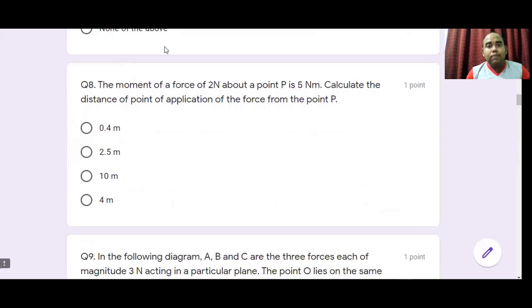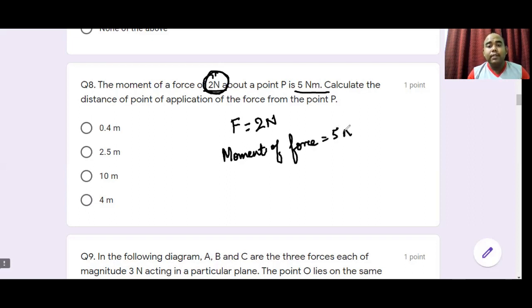द मोमेंट ऑफ फोर्स ऑफ 2 न्यूटन. तो हमारा फोर्स का मैग्नीट्यूड दिया हुआ है, व्हाट इज गिवन. पहले तो ये इस तरह के क्वेश्चंस जब भी न्यूमेरिकल्स आता है ना, गिवन को लिखना चाहिए. हमारा गिवन में क्या है, फोर्स इज गिवन, 2 न्यूटन फोर्स दिया हुआ है, और क्या दिया हुआ है, द मोमेंट ऑफ फोर्स produced due to this 2 Newton about a point P is 5 Newton meter. तो हमारा moment of force भी दिया हुआ है, moment of force 5 Newton meter है. यूनिट देखकर आइडेंटिफाई कर लेना चाहिए.